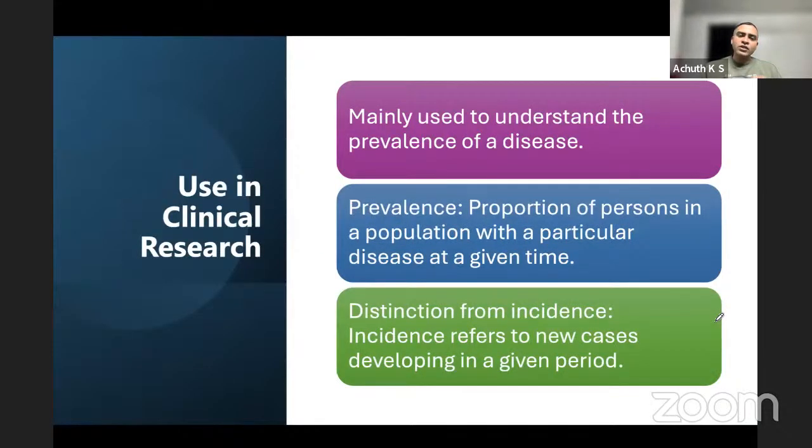What is the use of cross-sectional studies? Mainly used to understand the prevalence of the disease at that point of time. What is prevalence? Proportion of persons in a population with a particular disease or disorder at a given time. How does it differ from incidence? Incidence refers to new cases developing in a period. We call it point prevalence.